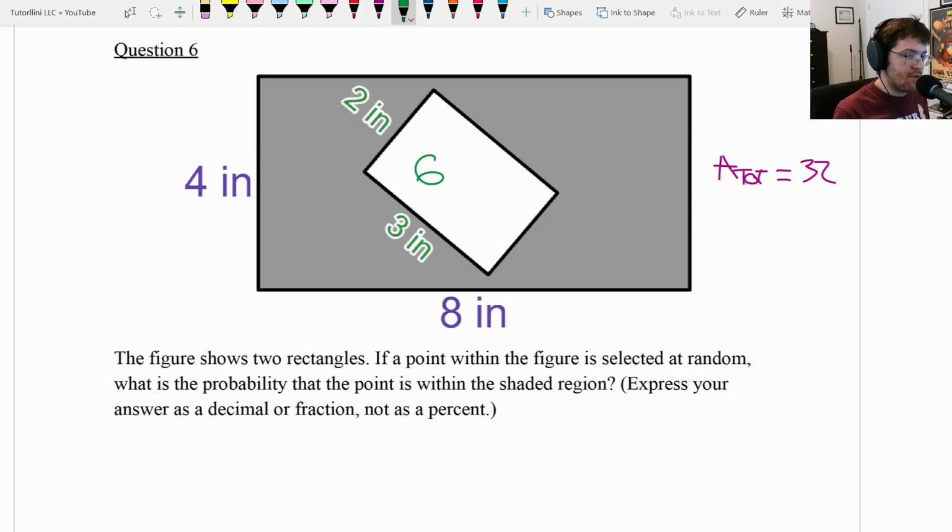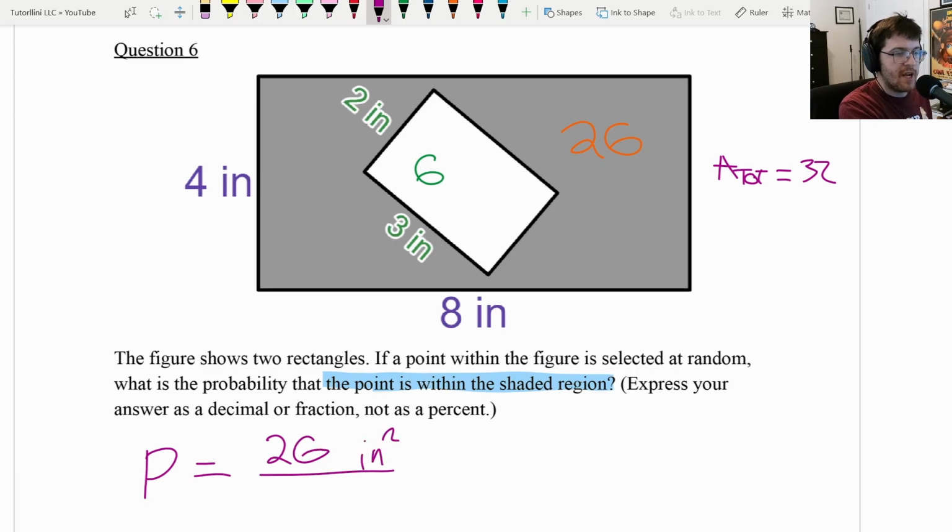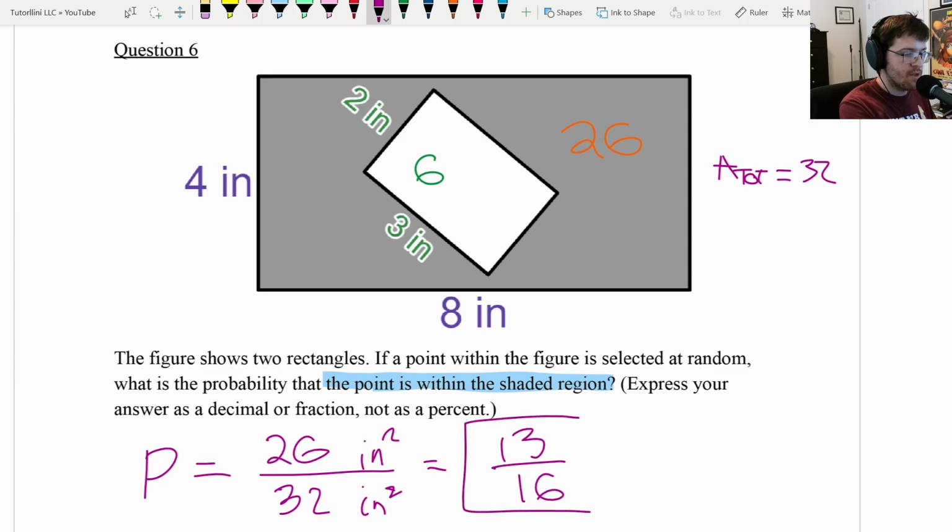And now to find the area of the shaded region, we're going to do the total encompassing area minus the unshaded. So 32 minus 6, and that gives me 26. So I'll use another color for this. So that shaded area all around the picture is 26. Now the question says, what is the probability that the point is within the shaded region? Okay, so we're going to do probability equals desired over total. We desire it to be shaded, so that's 26 square inches over a total area of 32 square inches. And if we put that in a calculator, that simplifies to 13 over 16. And that is the answer.